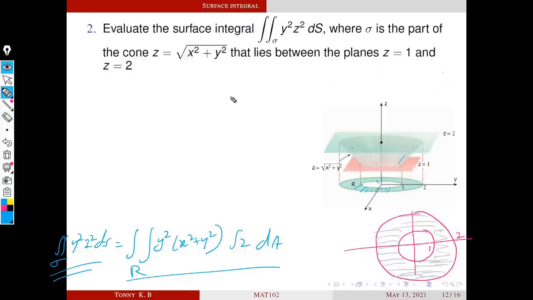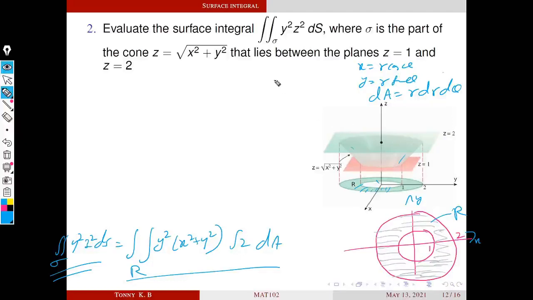I just redraw the projection region R like this. This is our x axis and this is our y axis, and we have to integrate over this region R. Either you can evaluate this in Cartesian form, but I think it is better to use polar form to evaluate this double integral. In polar form, x is equal to r cos theta and y is equal to r sin theta. And dA is r dr d theta. So our task is to find the range of r and the range of theta.